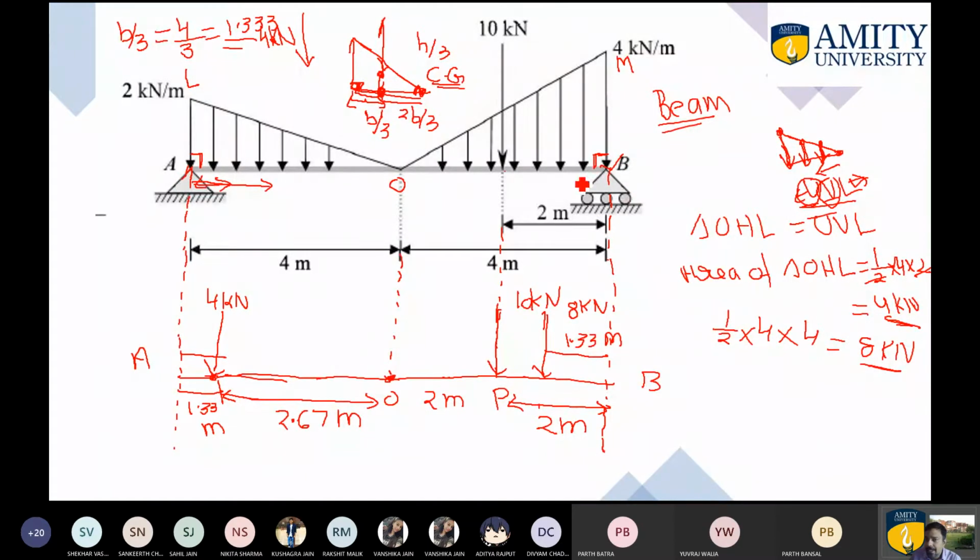So in this particular case, you can easily observe that at point B, the roller support is there. In case of a roller support, always one reaction gets generated, which is perpendicular to the plane over which the roller moves.